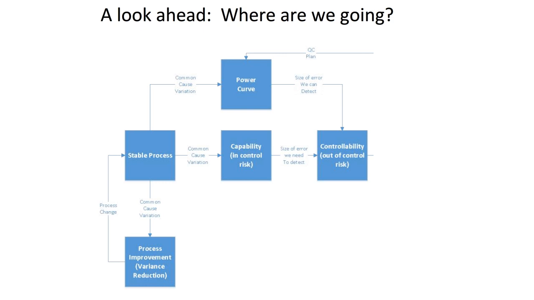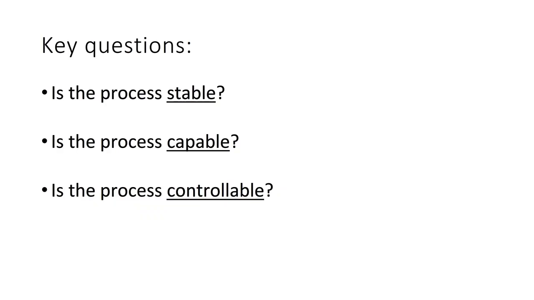As you just saw, common cause variation is also used in power analysis to determine the size of error we can reliably detect. This can be compared with the size of a shift that we need to detect, which comes from the capability analysis. The final step is a back and forth process in which we compare various QC rules. We select a rule, determine its power, evaluate the cost, and compare the size of errors the rule can detect against the size of shifts that we need to detect to protect patients. Once again, quality control relies on three main concepts: stability, capability, and controllability.